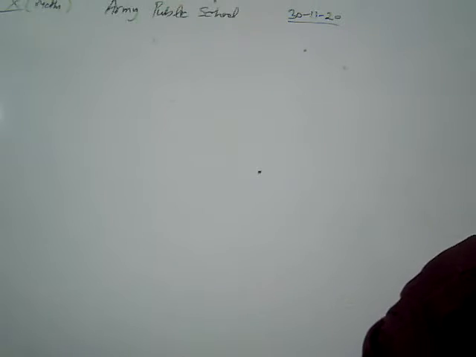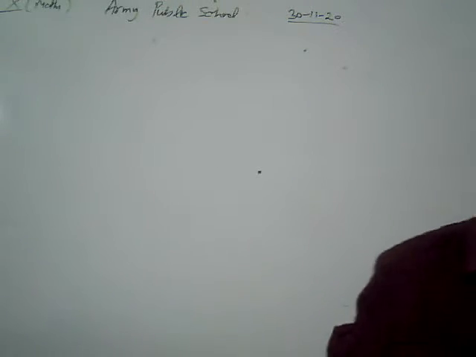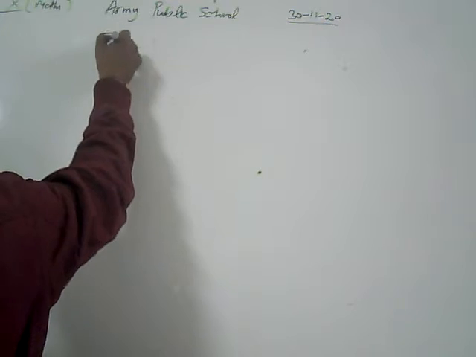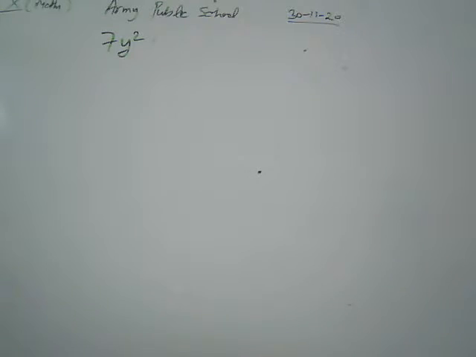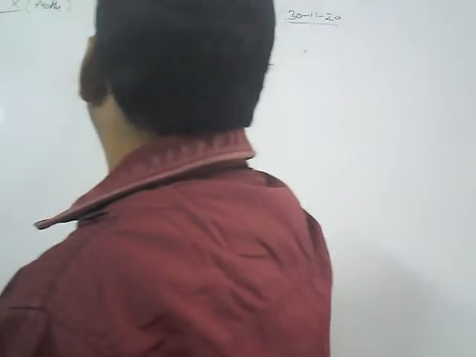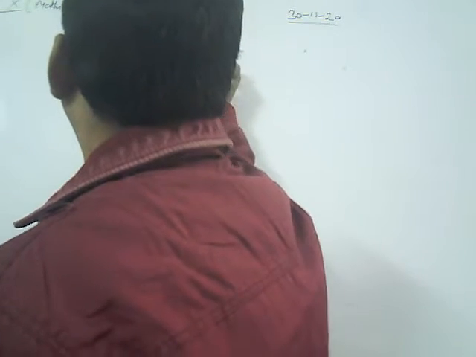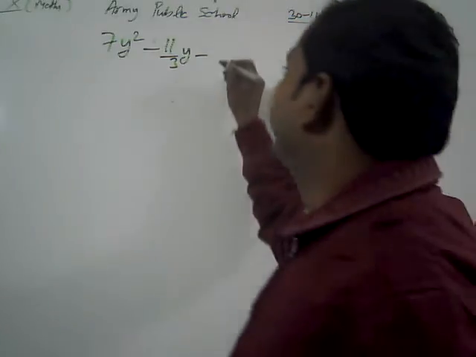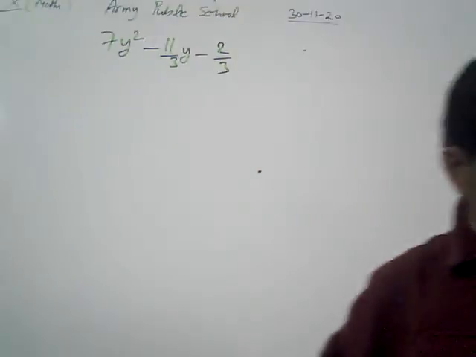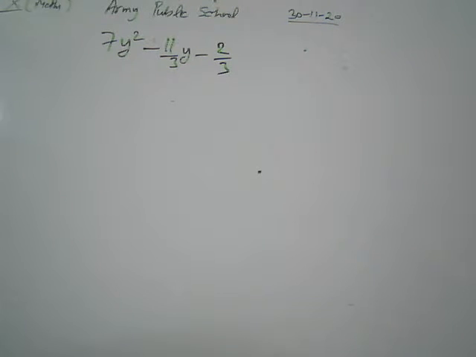Find the zeros of the quadratic polynomial 7y square minus 11 by 3 y minus 2 by 3, and verify the relationship between the zeros and its coefficients.